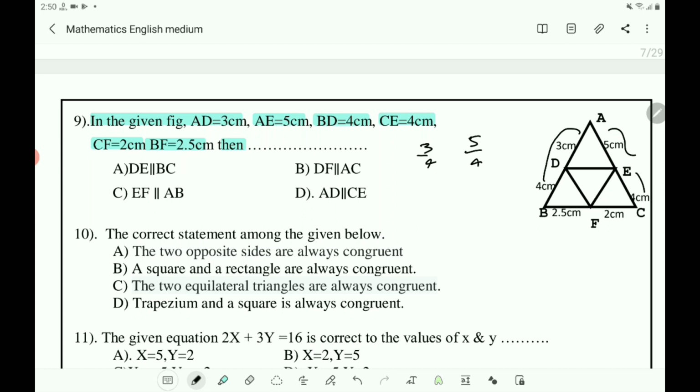and BF by FC becomes 2.5 by 2. Here you know that these two ratios are equal. What is that? The ratio AE by EC is equal to BF by CF, you can get. Therefore, EF is parallel to AB. Option C is the answer. Note down the answer, option C.